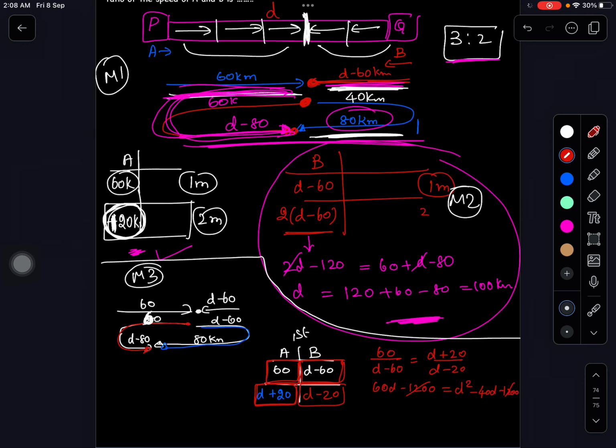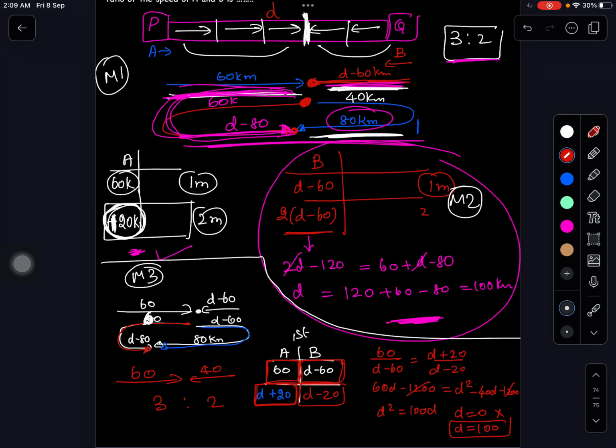Thankfully 1200 gets cancelled. D squared equals 100D. So either D is equal to 0 or D equals 100. D = 0 is not possible. Therefore distance is equal to 100. The moment we find distance equal to 100, we can say that if this is 60, 100 minus 60, this is 40. So the speed ratio is 3:2.